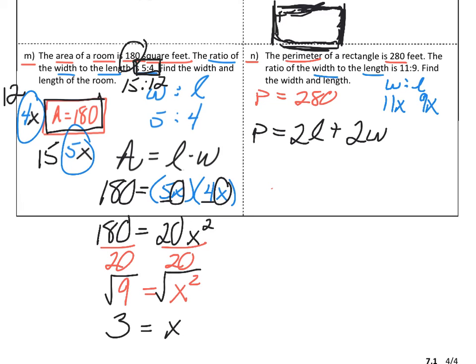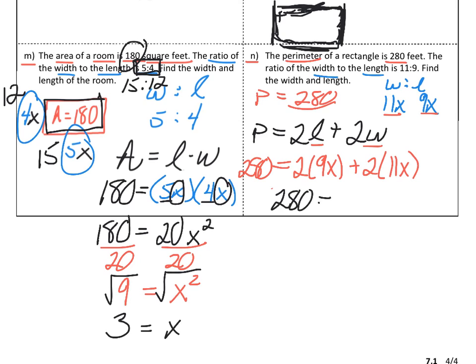So now what I'm going to do, instead of writing L and W, I'm going to replace it with the 9x and 11x. So now my new side of this equation is going to be 2 times 9x plus 2 times 11x. And once again, I have my perimeter. They already told me that P equals 280. So now I'm just going to have 280 equals 18x plus 22x. 280 equals 40x.